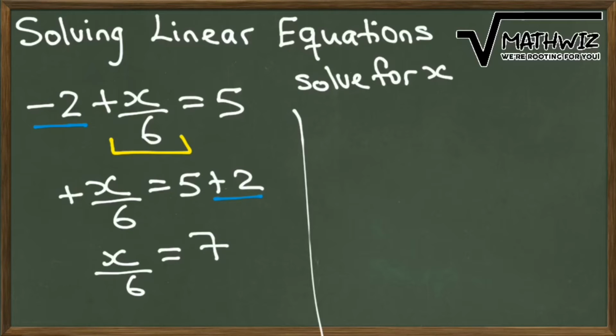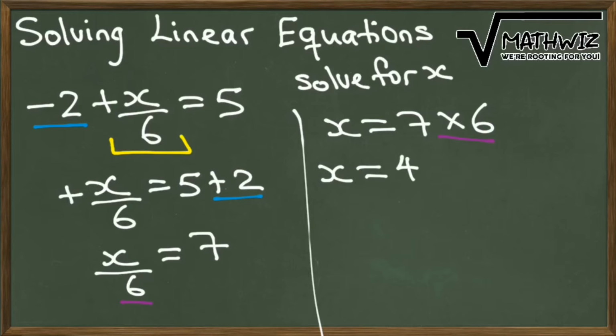That plus in front of the x over 6, you do not have to write it back. So the 6, which is divided, when you take it across, you can multiply. And so 7 times 6 is going to give you 42.